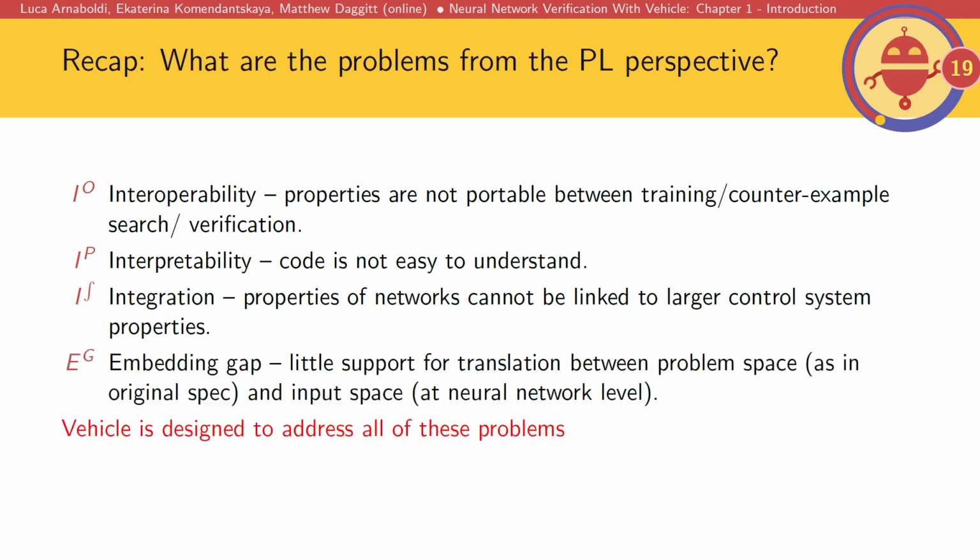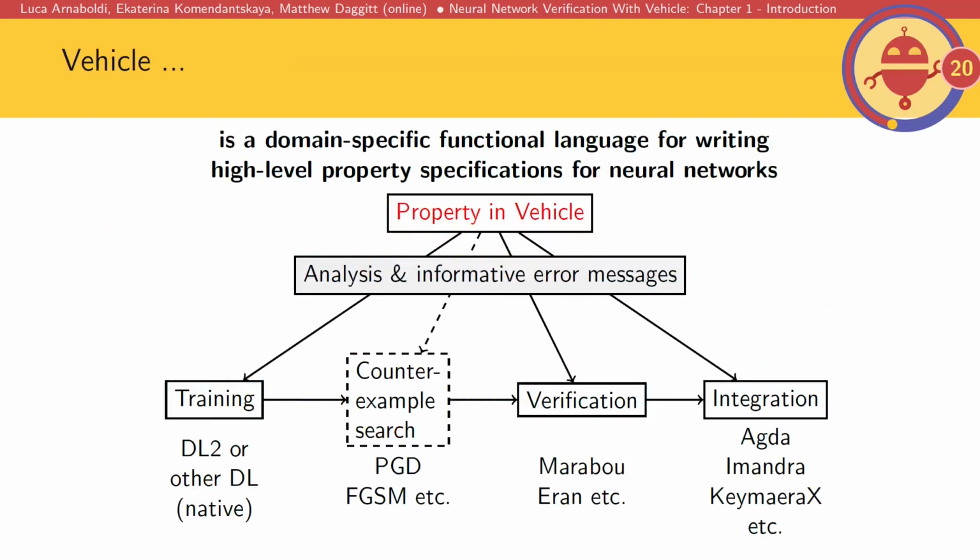And the final one is embedding gap. There is little support for translation between the problem space, as the engineer gave us, and input space, the vectors as we implemented them in the neural networks. And very often there is some gap. So the tool Vehicle is designed to address all of these 4 problems.